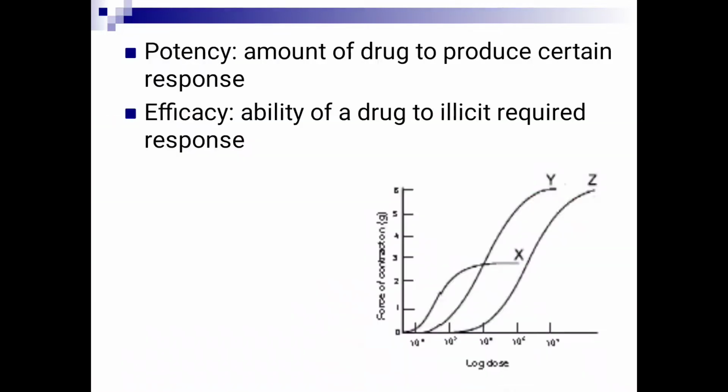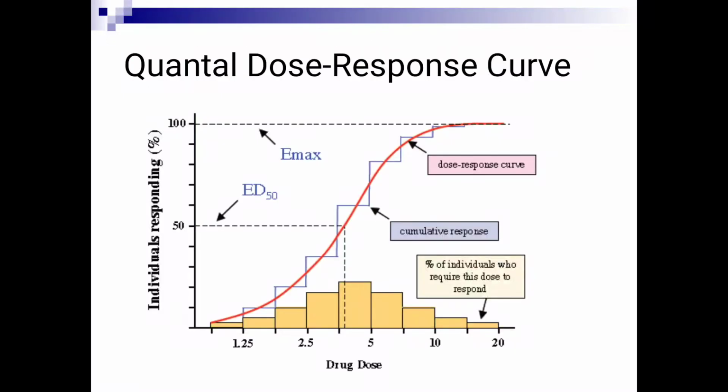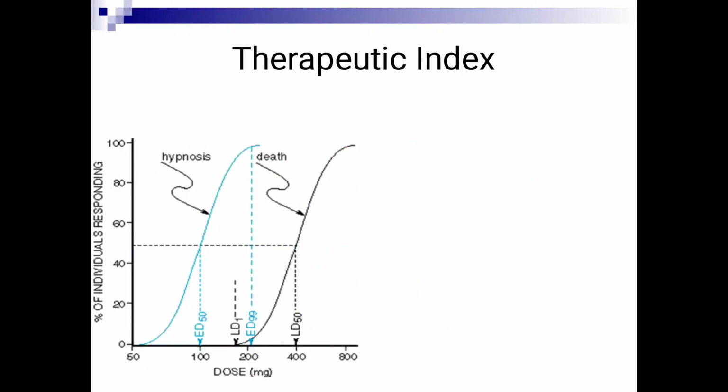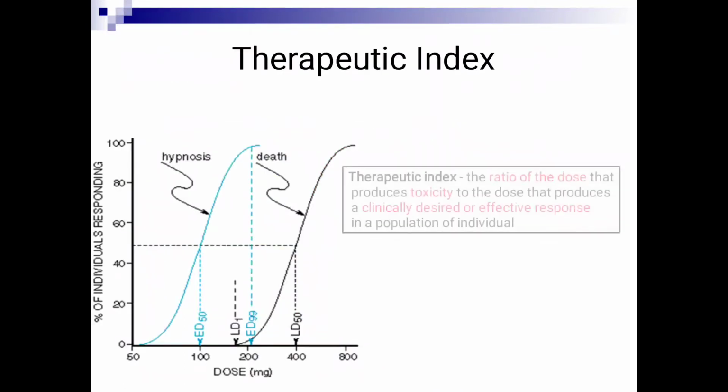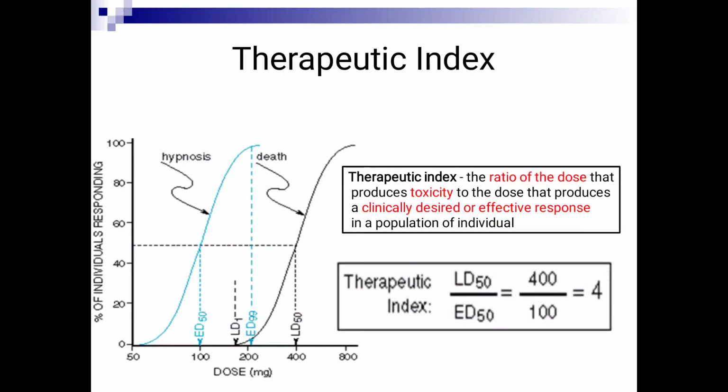effect. What is potency? Minimum amount to produce the effect. What is efficacy? The maximum effect produced by a drug, it is called efficacy. Here the drug X is most potent and drug Z is most efficacious. Quantal dose response curve, so it is the response of a drug dose against the population. What is therapeutic index? It is the ratio of lethal dose upon effective dose 50. So lethal dose is 400, effective dose 100, so therapeutic index is 4.